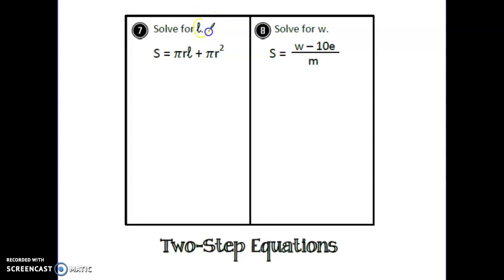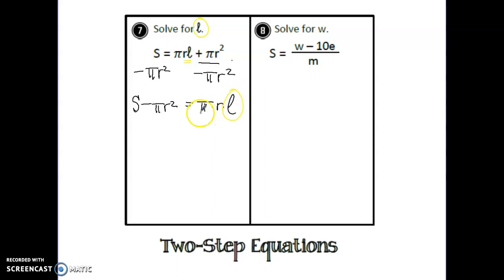So hopefully you were able to solve for L. You're looking, there it is. So you have to get rid of this number. When you have added something to it, you should have subtracted it. So I am going to minus pi r squared from both sides of the equation. Now I have s minus pi r squared equals pi, that's a number, times r times the L that I'm actually looking for. That is what I want all by itself.